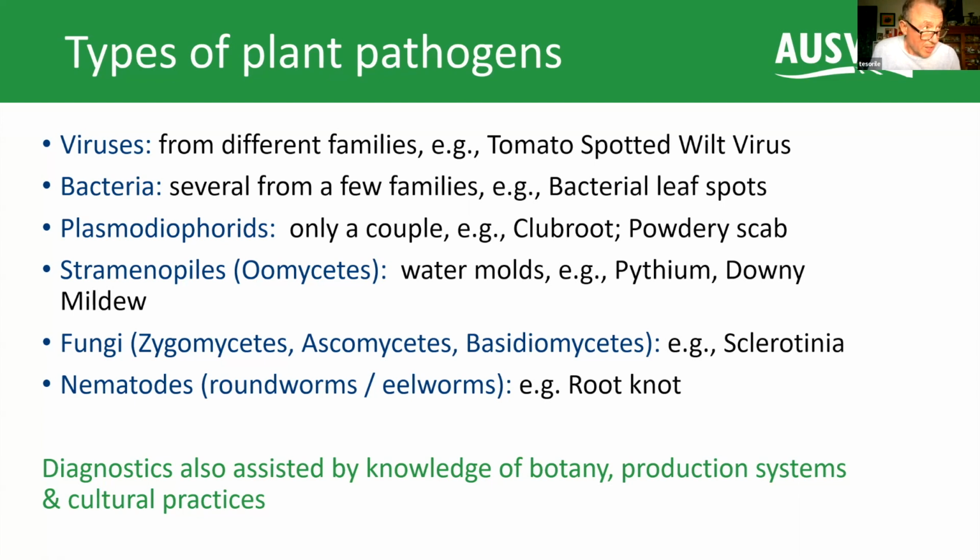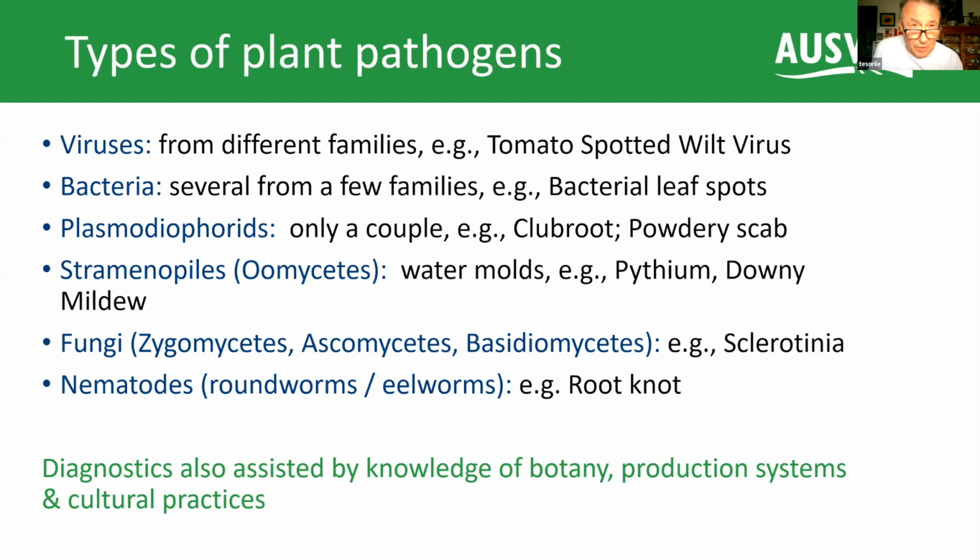It's a group that, in the past, we would have called lower fungi, but they're not really fungal pathogens. They're actually more related to things like some of the algae and little microorganisms. They're a strange little group, but one of them is the pathogen Plasmodiophora, which causes clubroot in cabbages and related plants, and powdery scab in potatoes. So quite an interesting group.